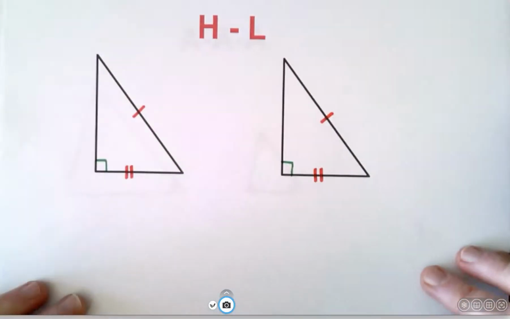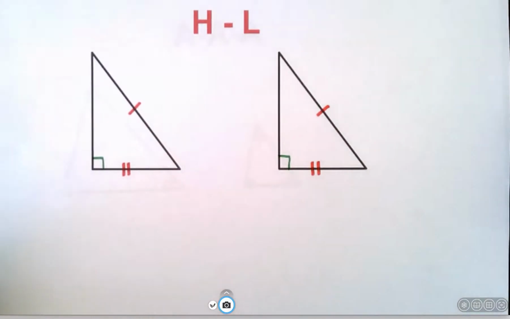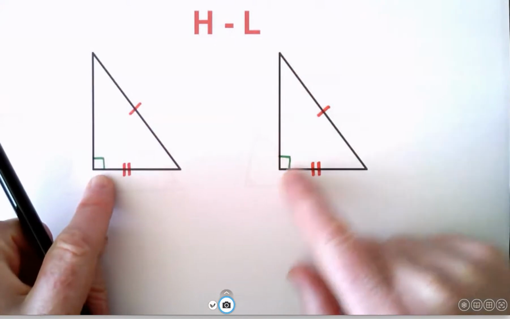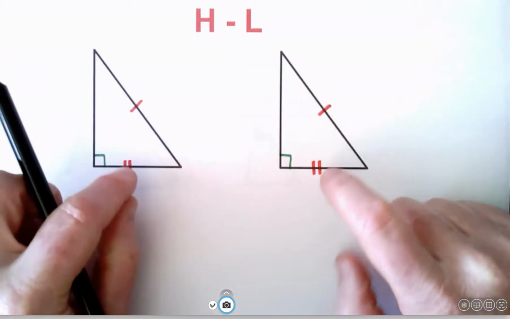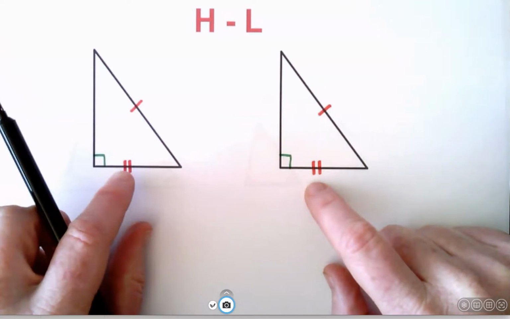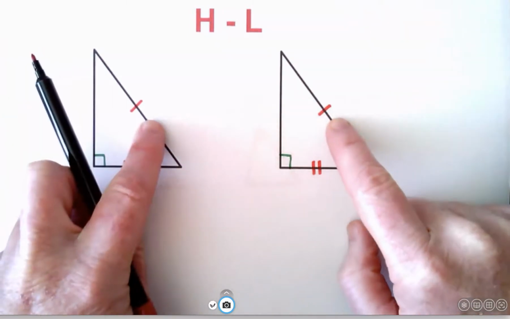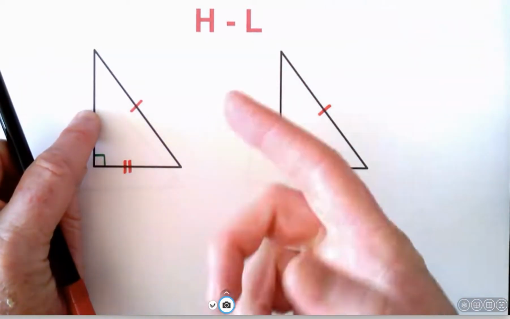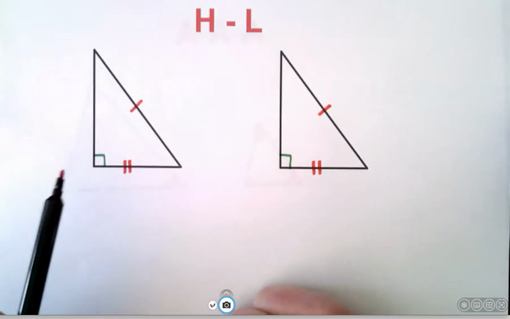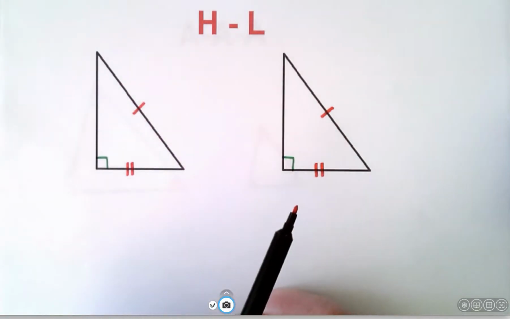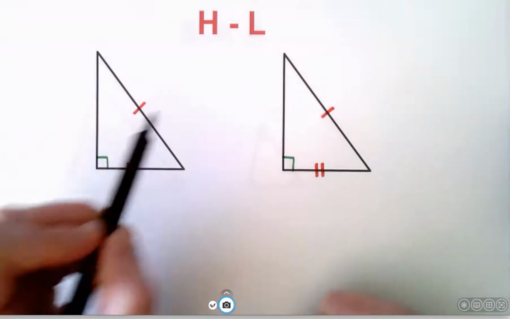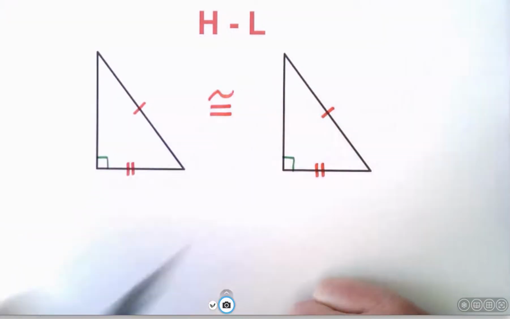All right, hypotenuse leg. Now this goes for right triangles. So if we know that they're both right triangles and the hypotenuses are equal and the legs are equal, we therefore know that this other side is also equal because of the Pythagorean theorem. So hypotenuse leg is just a quick way to also know that side, side, side is congruent. So with hypotenuse leg, we also know that these triangles are congruent.